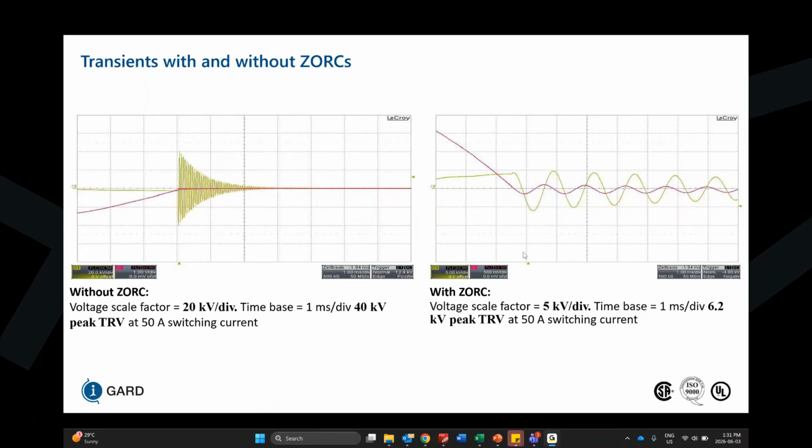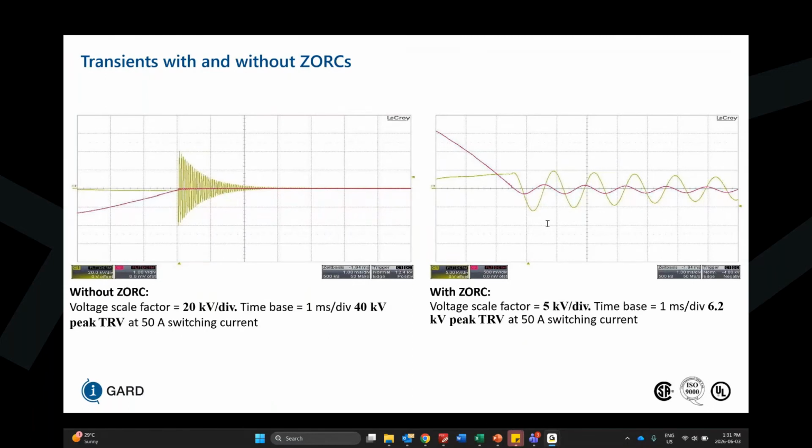Maybe I missed this part in the presentation, but how do we have the certainty that the ZORC is actually doing its job? You'd have to be looking at waveforms before and after, I would assume, to say that this is doing its job. But some of the PSCAD models that you would have to simulate transients would indicate that you would need a product like this to mitigate those transients based on what you're simulating.